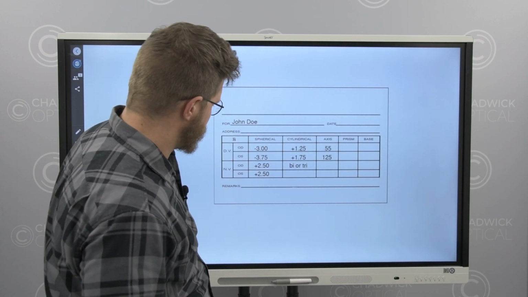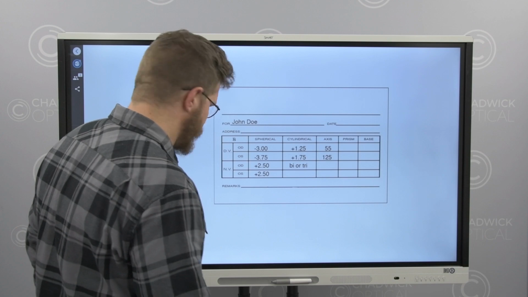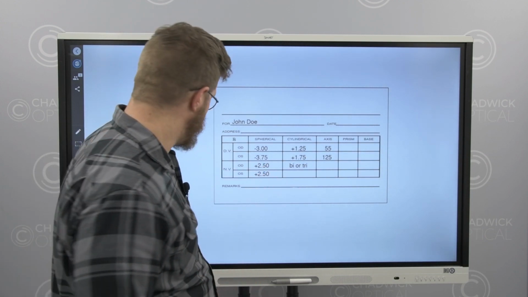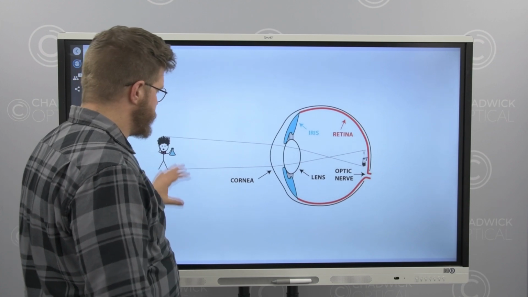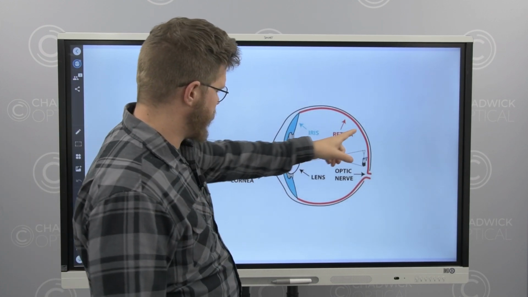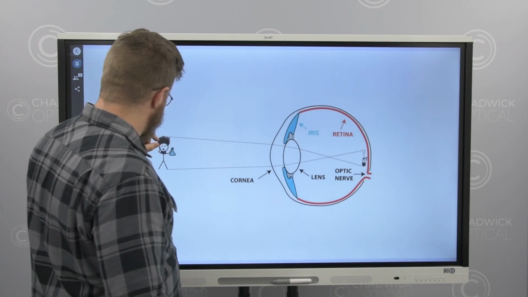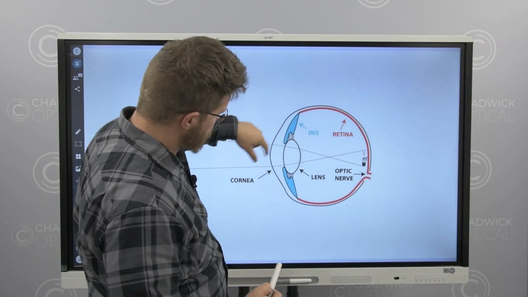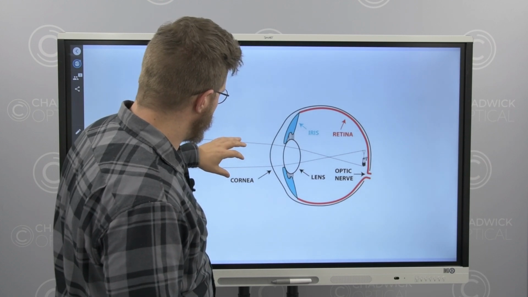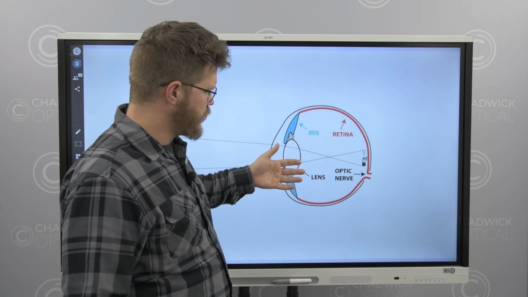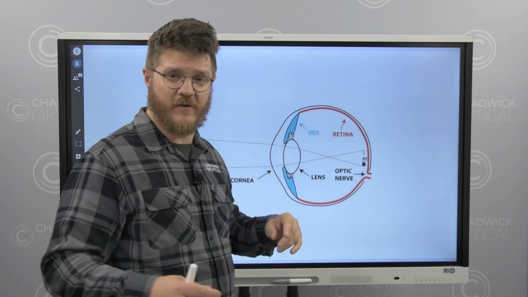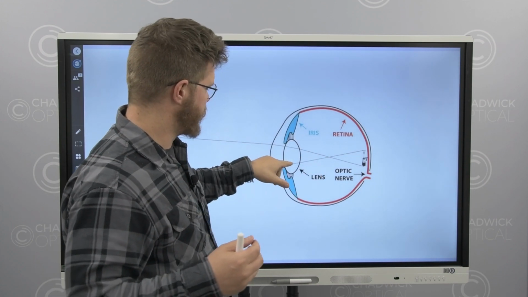We'll talk about each of those components in just a second, but first I want to talk about how the eyeball is intended to work and what can go wrong. So this is an eyeball and this is the image being formed on the retina. The cornea plus the lens work together, and they create a focused inverted image on the retina.